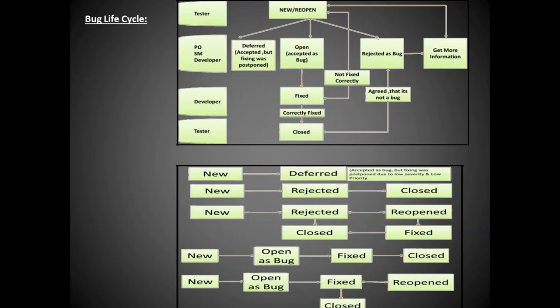Next, the developer accepts a bug but does not fix it. Again we are going to test it, and this time the open bug is not correctly fixed, so we report it as reopened. Next one is the deferred bug: accepted as a bug but fixing was postponed. The cycle will be like this: new, deferred, rejected, closed, like this. Rejected, closed, reopened, fixing.